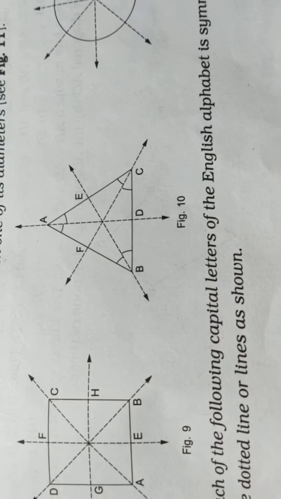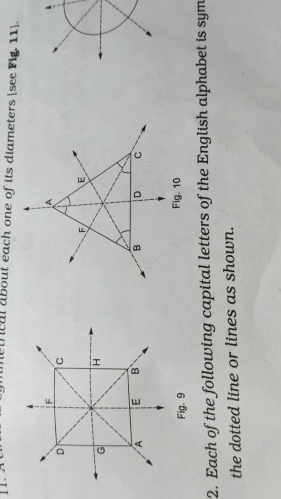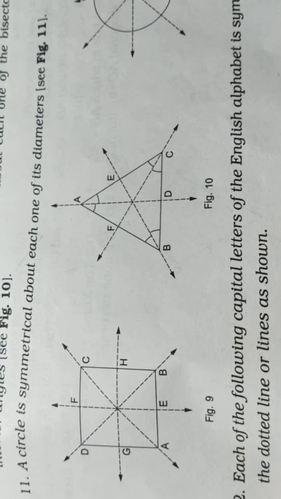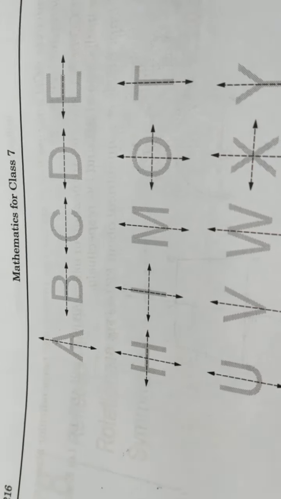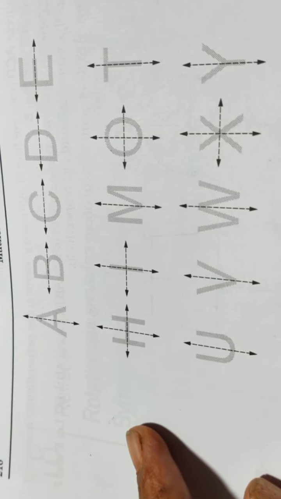Each of the following capital letters of English alphabet is symmetrical about the dotted line or lines as shown. Some alphabets have a horizontal line of symmetry, some have vertical and some have both. You have done this in standard 6 also. You are aware of these alphabets.